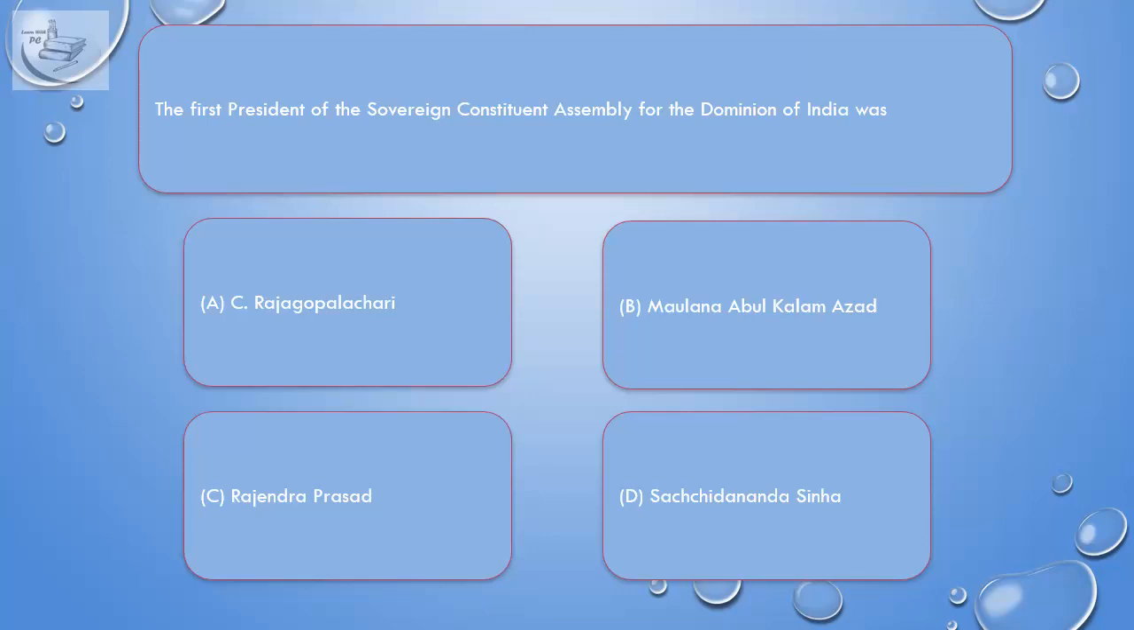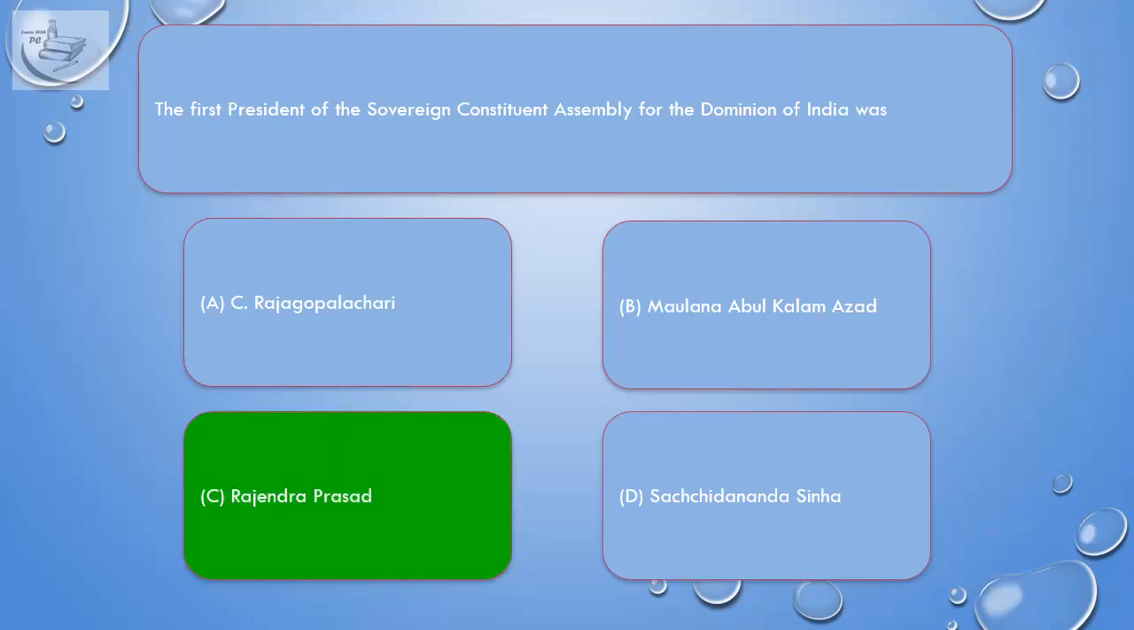Question: The first President of the Sovereign Constituent Assembly for the Dominion of India was A. C. Rajagopalachari, B. Maulana Abul Kalam Azad, C. Rajendra Prasad, D. Sachchidananda Sinha. Correct answer is C. Rajendra Prasad.